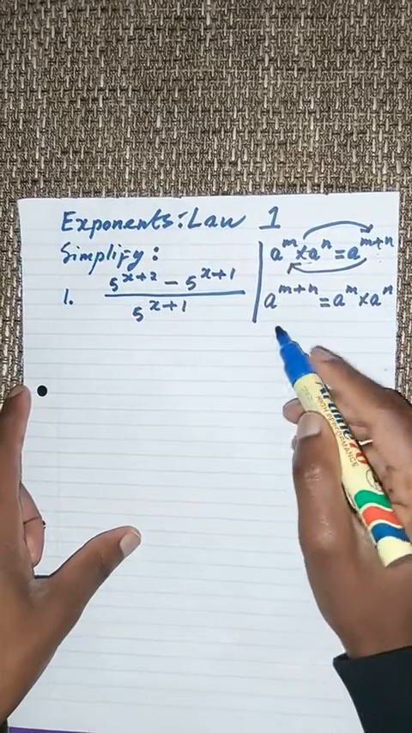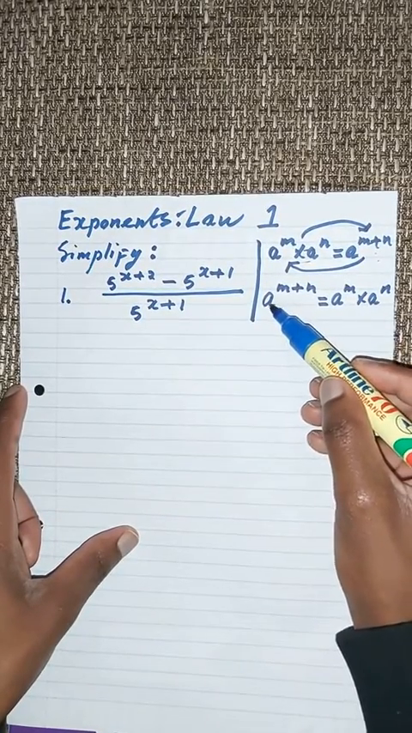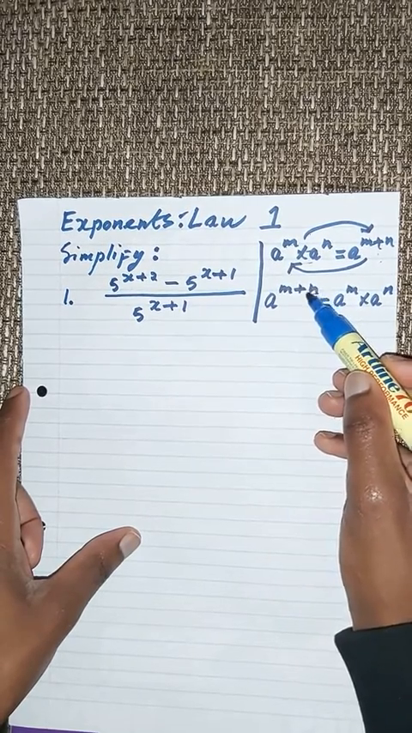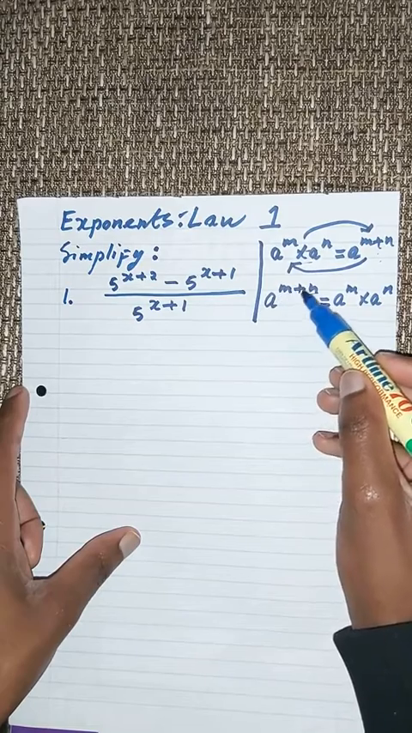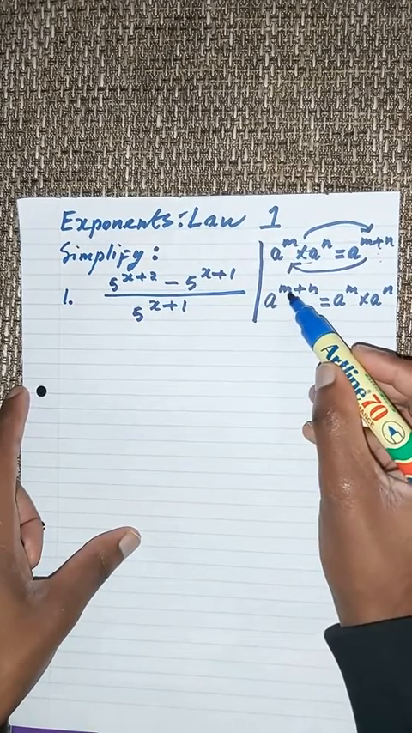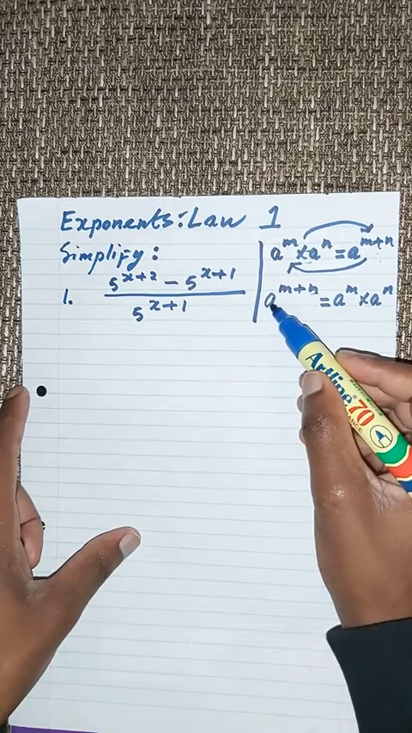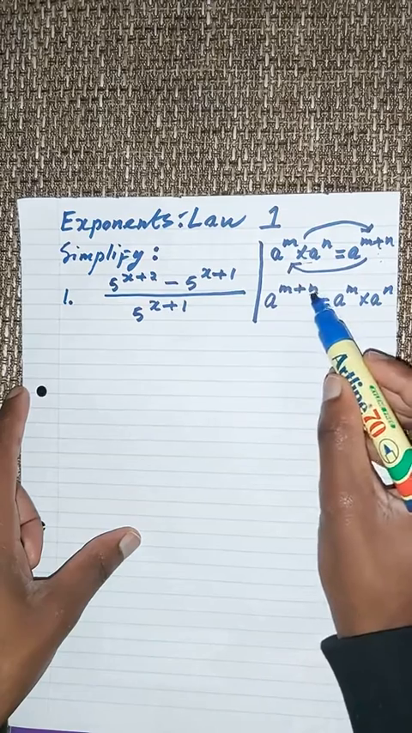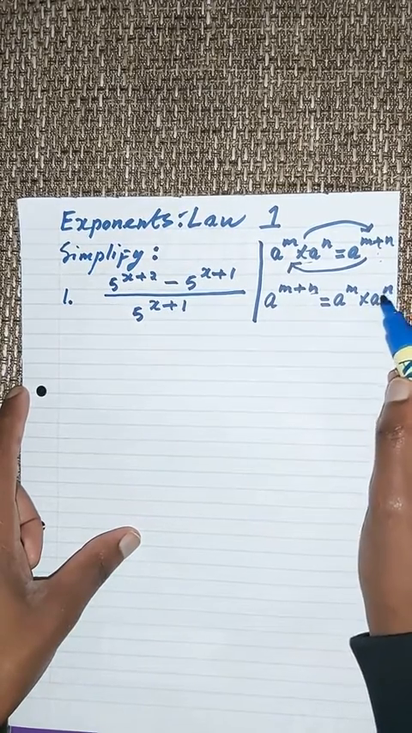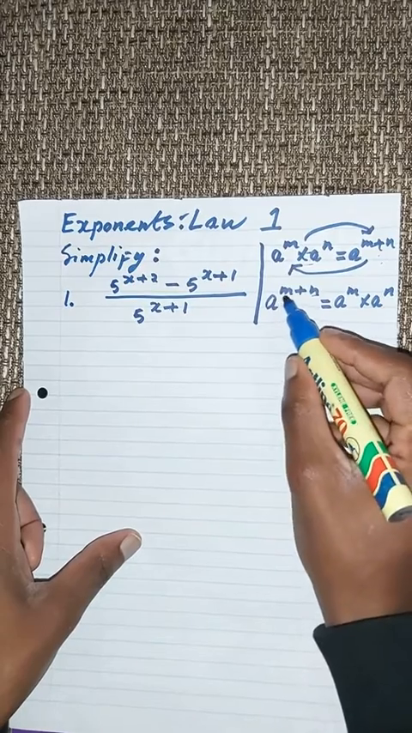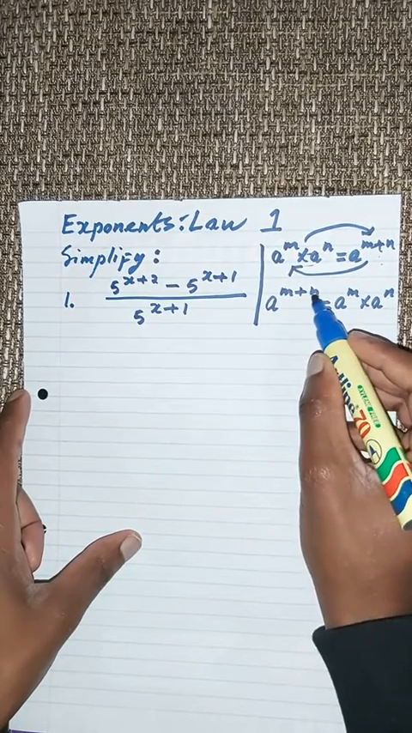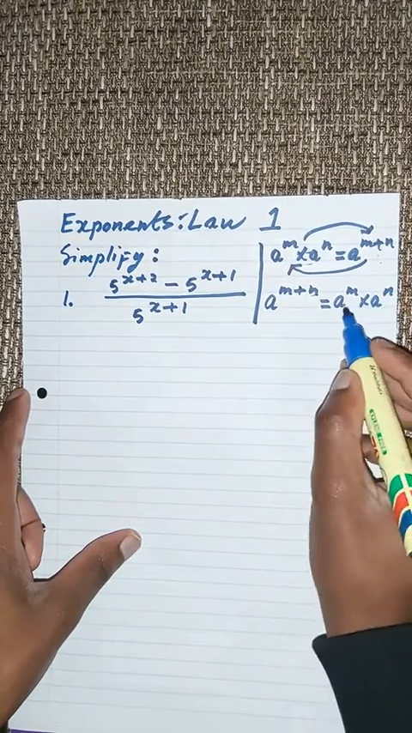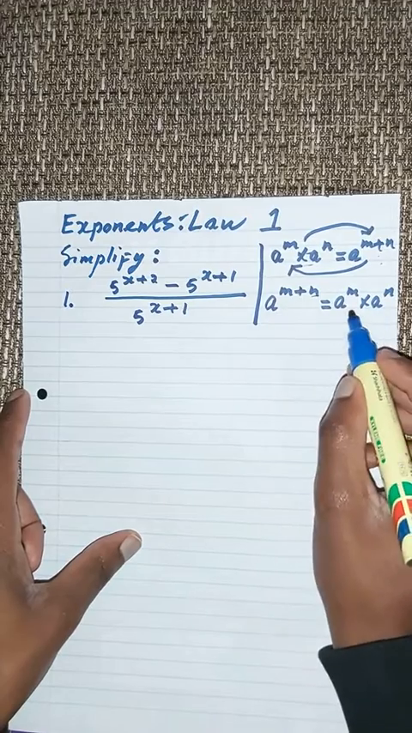What does this mean? It means that a to the power of m plus n tells me that m and n were under the base of a. So I'm going to write them separately now, by saying m has the base of a separately, and n has the base of a separately. So when I separate this, I will have a to the power of m times a to the power of n.